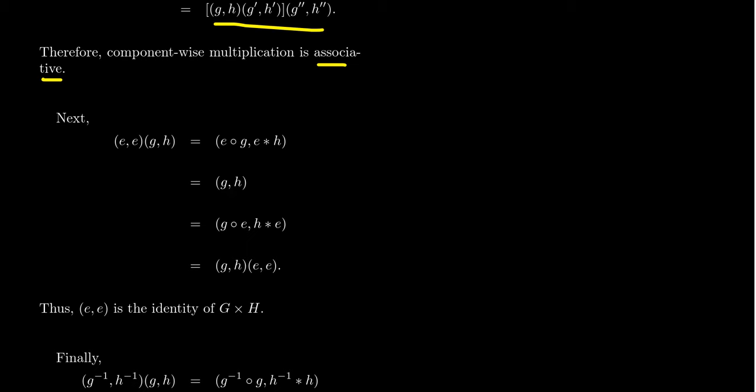But what if we check on the right as well? Well, by component-wise multiplication, you get GE and HE, but that, again, gives you back GH. So we have an identity element on G cross H. Just as a quick textbook moment right here, if you want to put that cross symbol, this is just backslash times in LaTeX right there.